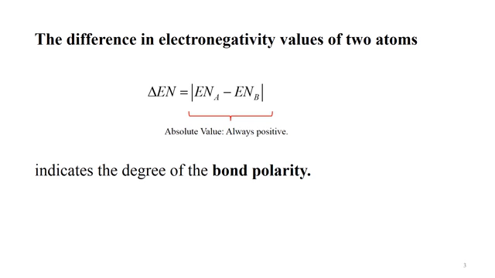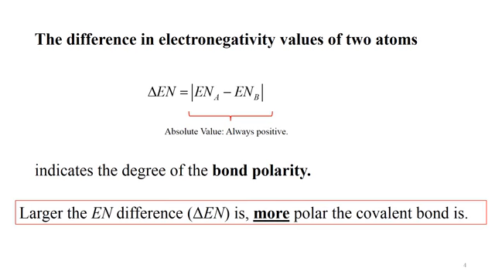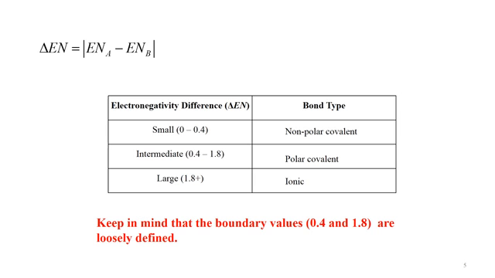The difference indicates the degree of bond polarity. The larger the difference is, the more polar the bond is. When the difference is small, the bond will be a nonpolar bond. When the difference is between 0.4 and 1.8, the bond will be polar. When the difference becomes larger than 1.8, then the bond becomes ionic rather than covalent.